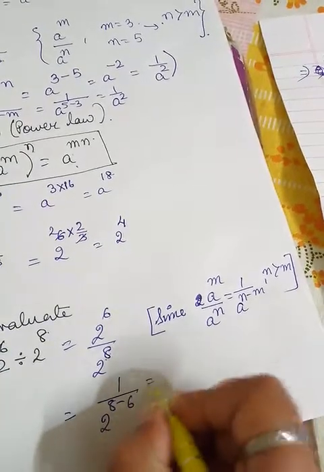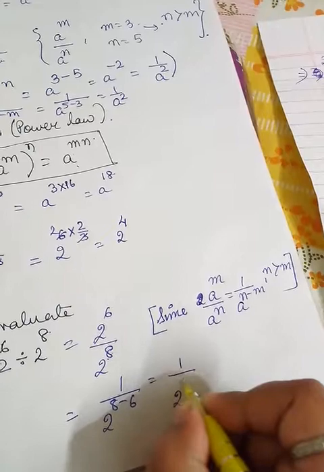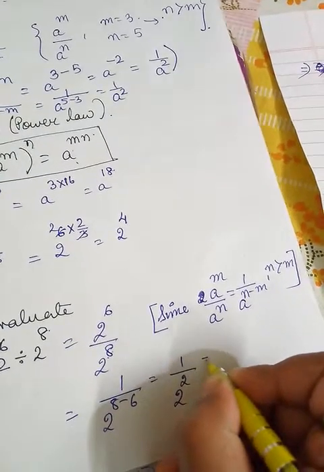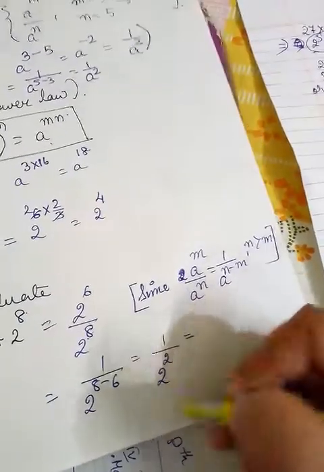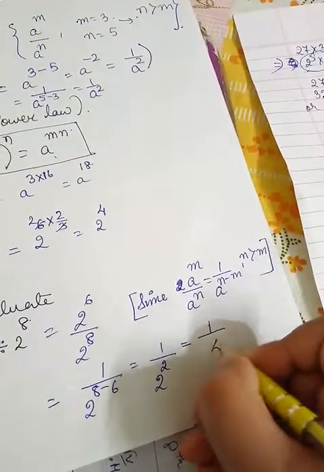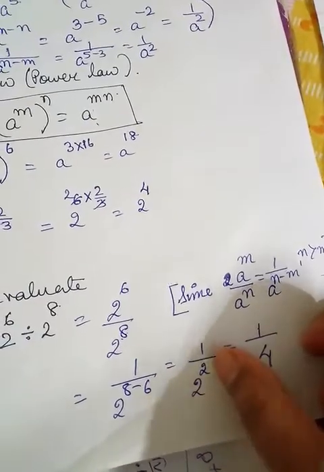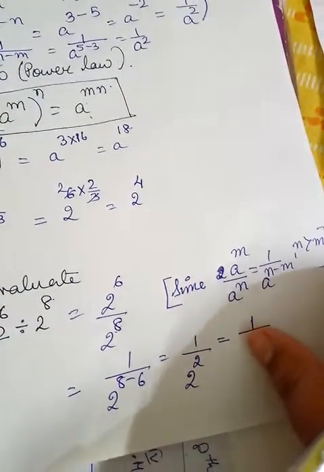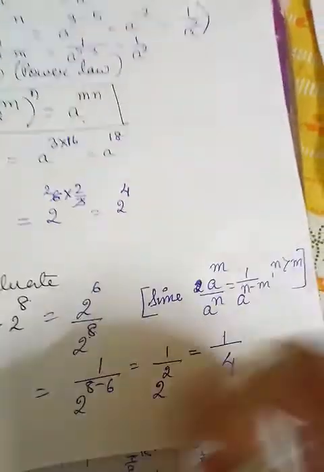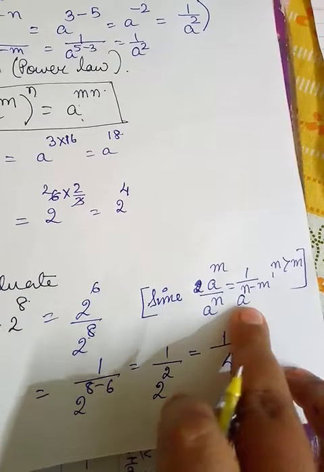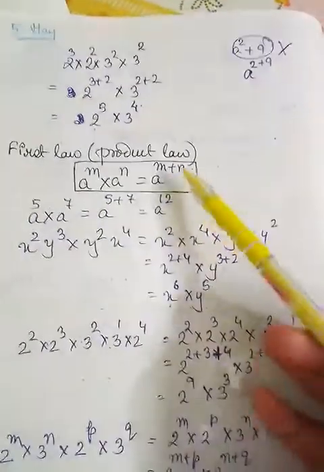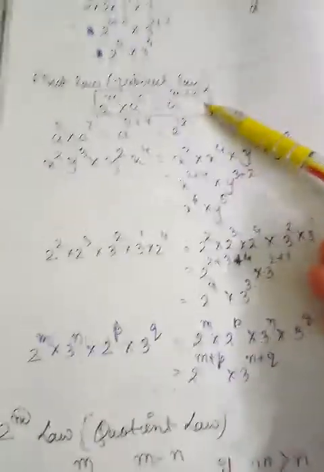8 minus 6, which will be equal to 1 by 2 to the power 2, which equals, either you can keep it in this form, that is in the indices form, or you can just write it like this, because you know how to expand when an index is given. Clear? So what I mean to say is, whichever law you are using, you have to just write the general form. See, I have written all the general forms for your ease. I have just put them in rectangles, so that you know the general form.